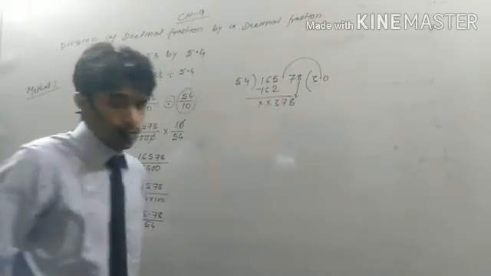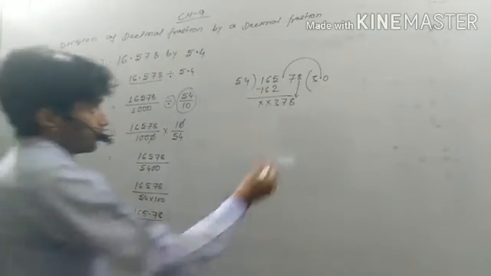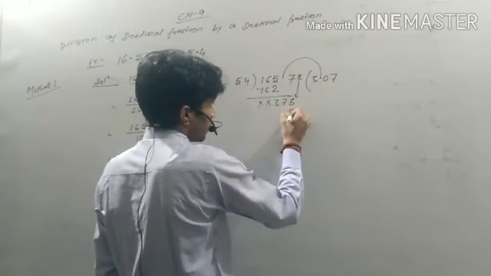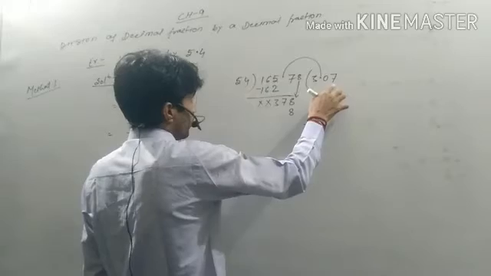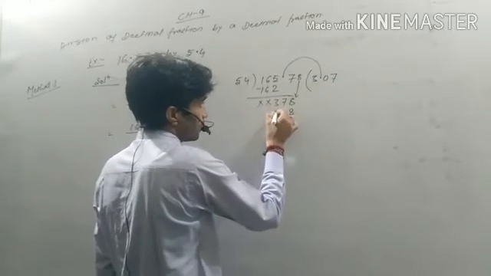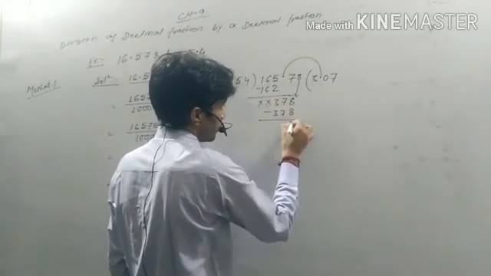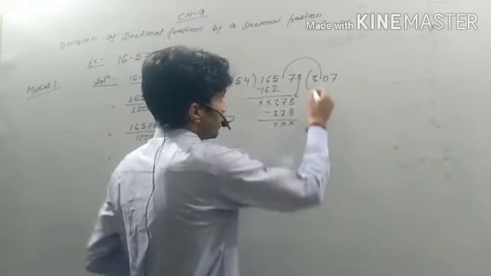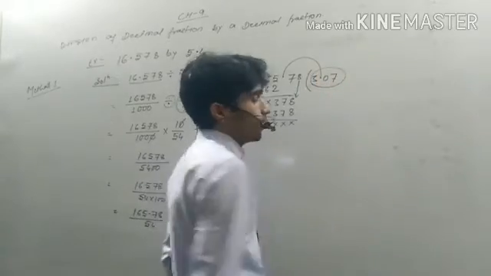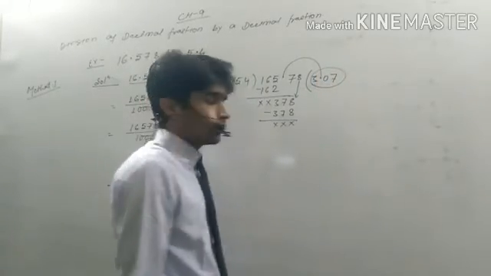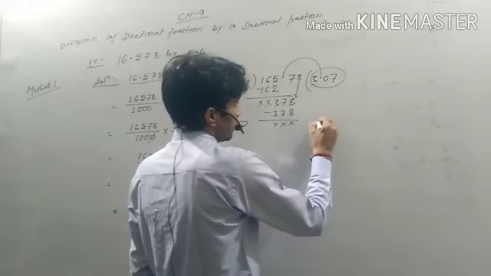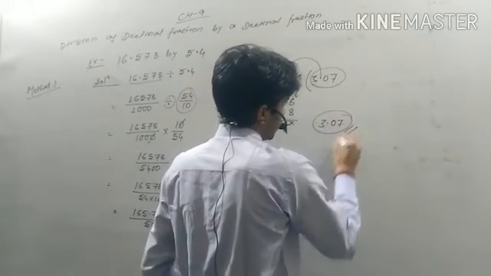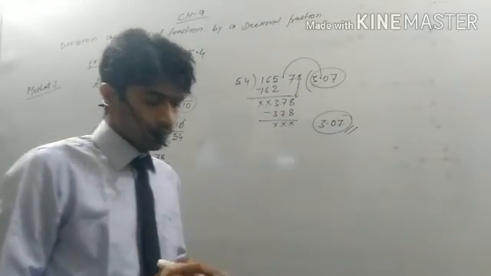So now 7 times 7 4 ja 28 carry 2 and 7 5 ja 35 plus 2 37 and now subtract. This is cancel. So remainder becomes 0. So our required answer is, our quotient is 3.07. So our required answer is 3.07 and this is your required answer. Okay.